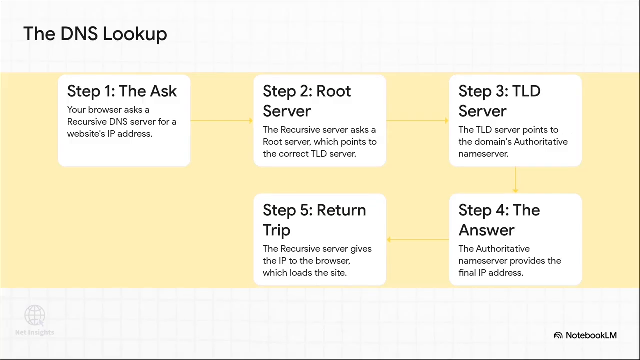So here's how it all plays out, step by step. Your browser first asks the workhorse recursive server, hey, what's the IP for this website? Now, if that server doesn't already know, it starts asking for directions. First, it goes to a root server, which is like the main index for the entire internet. The root server says, I don't know, but you should ask the server in charge of .com addresses. So the recursive server goes to the TLD server, which then points it to the final destination, the domain's authoritative name server. That's the source of truth. It gives our workhorse the IP address, which it then carries all the way back to your browser. And just like that, the website starts to load.